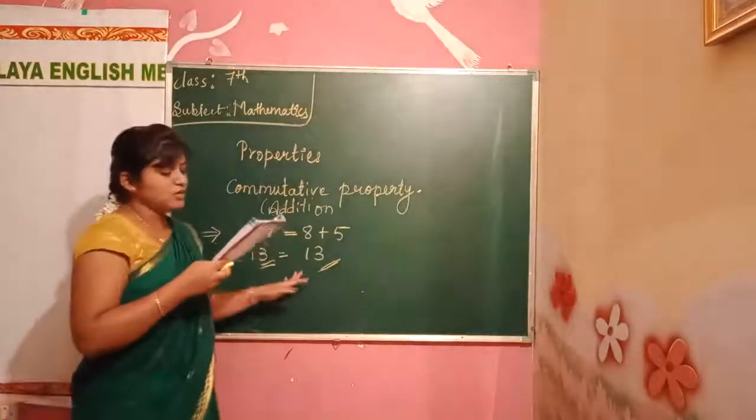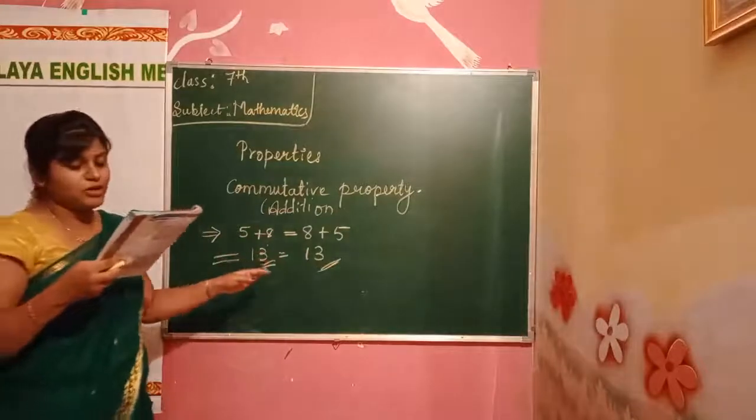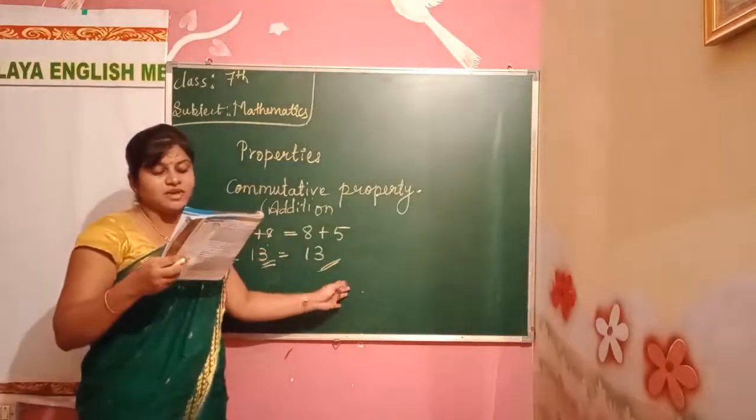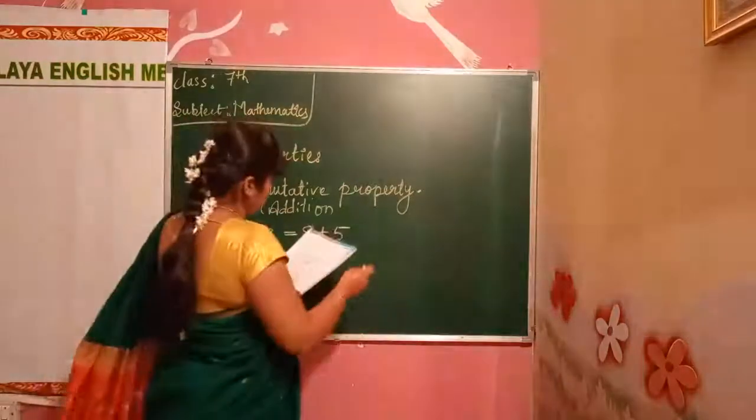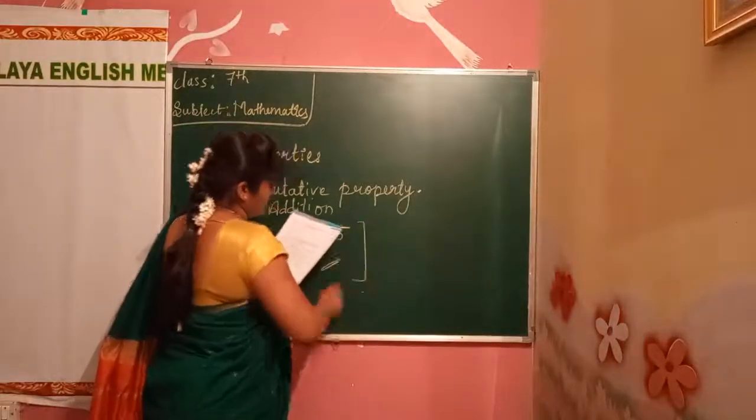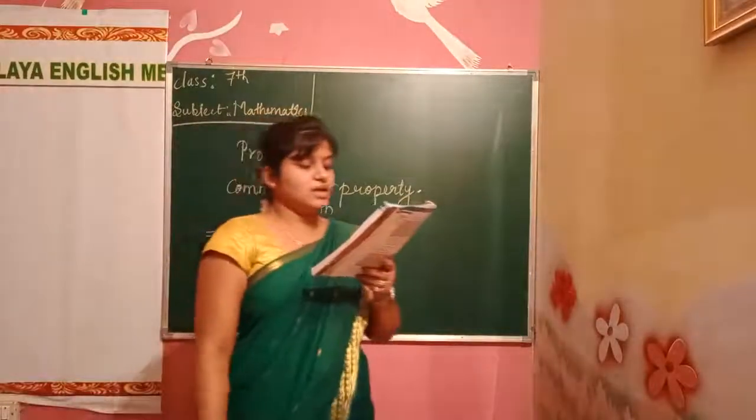Okay. This is called the commutative property. Same case when we do the integers with a subtraction. When we do it with a subtraction, the answer may differ.